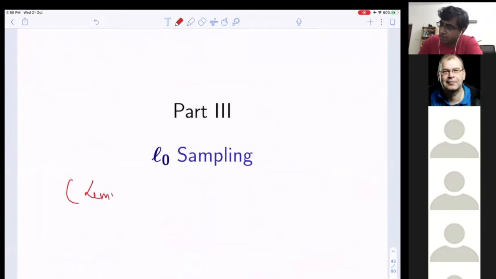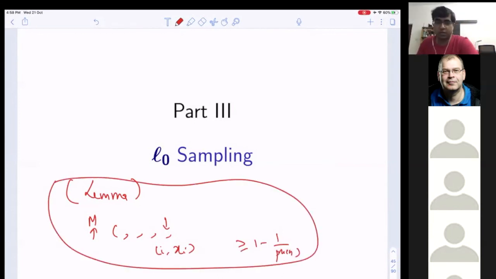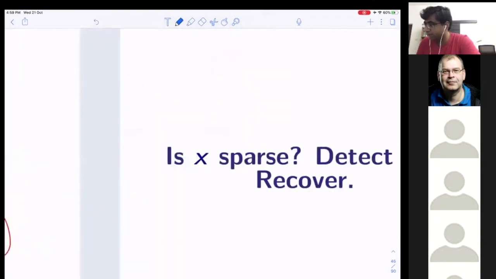Everything else I have proved, but what I have not proved is the lemma: how do you get this matrix M, and given that matrix, how do you guarantee that you can give me the coordinate i and xi with good probability, 1 minus 1 by poly. So we are moving towards proving that lemma, but that will wait, because otherwise it will look completely magical, which I don't want it to look like.